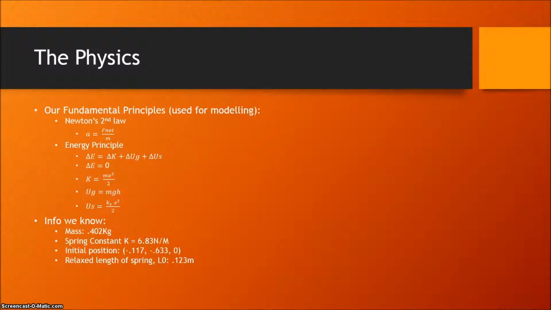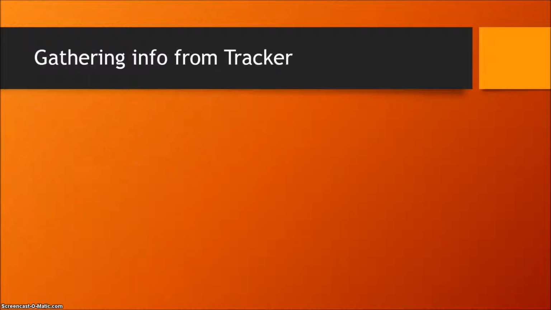We also know that the mass hanging from the spring is 0.402 kilograms, and that the spring constant K of the spring that it's hanging from is 6.83 newtons per meter. And we can also extract the relaxed length of the spring and the initial position of the mass using the tracker video and the last video from an earlier lecture. Alright, now we want to take a look at our video in tracker.